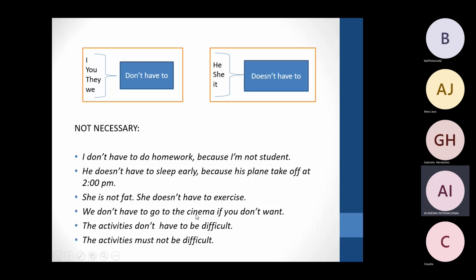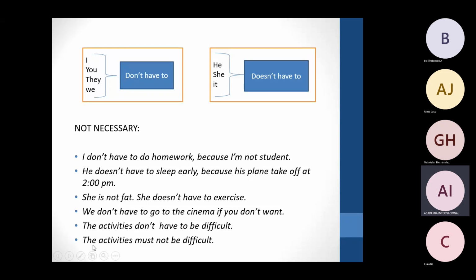We don't have to go to the cinema if you don't want. No tenemos que ir al cine si tú no quieres. No es necesario, ¿verdad? Algo que no es necesario. The activities don't have to be difficult. Las actividades no tienen que ser difíciles. Es como que no es necesario que sean difíciles las actividades, pues, para decirlo de esa forma.